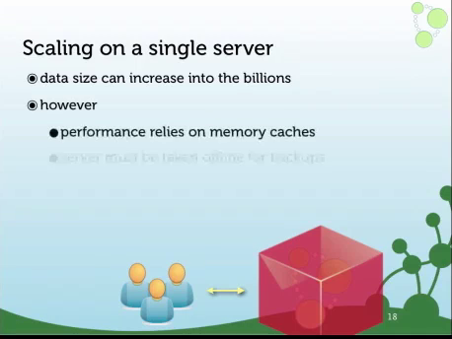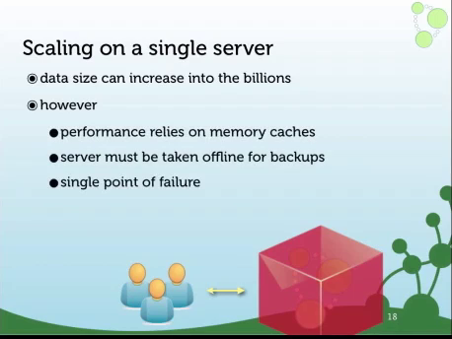So the trouble with this is that while a single Neo4j server can handle billions and billions of records, it has some limitations. Performance relies on having things cached in memory, so you're limited to having as much memory as you've got on a single machine. If you want to do backups, you actually have to take the server offline to do the backups, and of course you've got a single point of failure. If you're going into production in many business scenarios, you don't really want to do that.